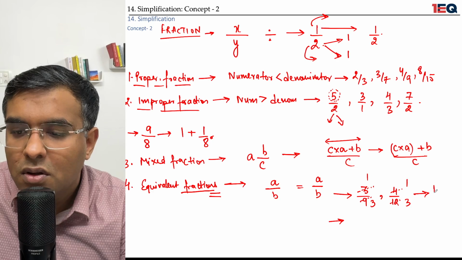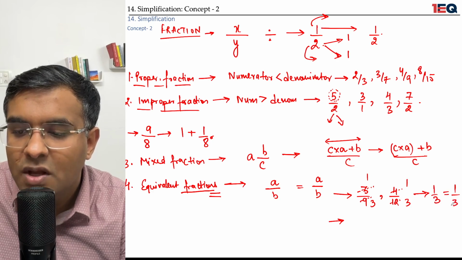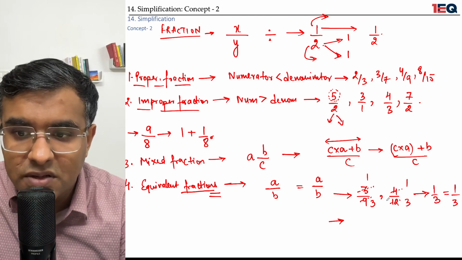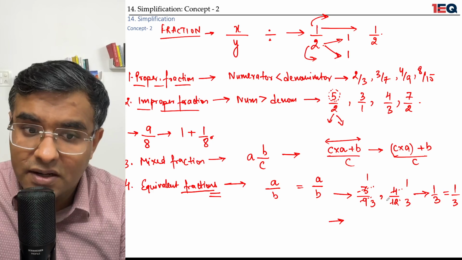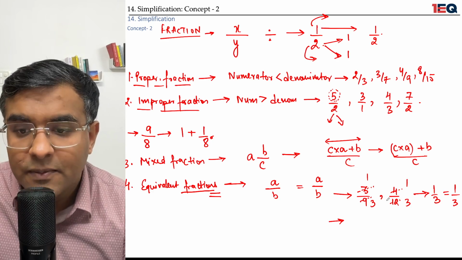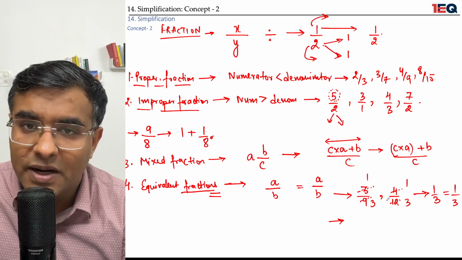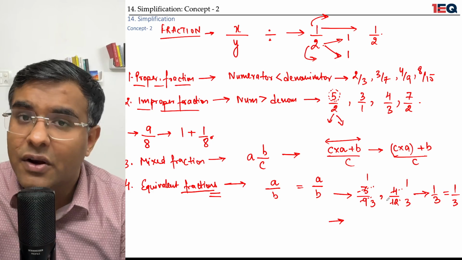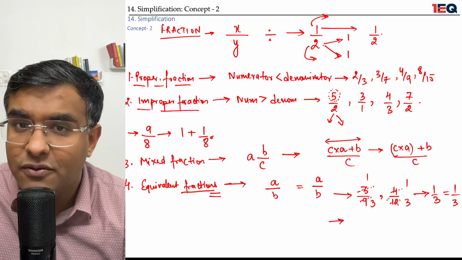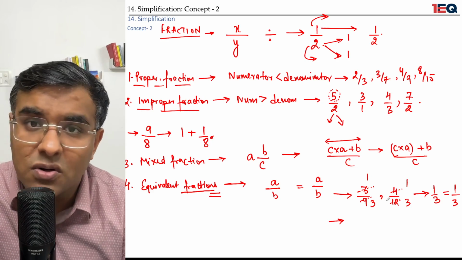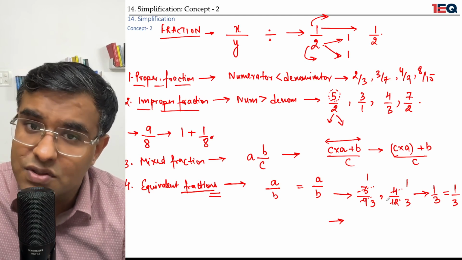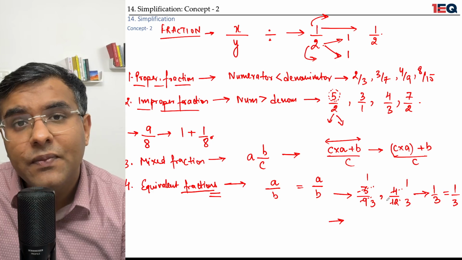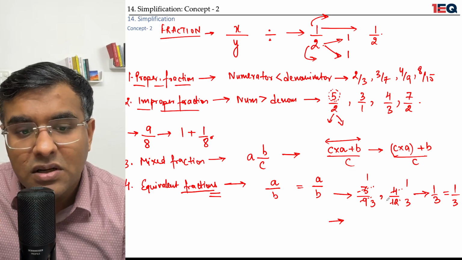Now, I can easily say that 1 by 3 is equal to 1 by 3. So, the first assumption, which I started off by looking at it directly and saying that 3 by 9 is not equal to 4 by 12, means I was wrong. These fractions were not in their most simplified forms. The GCD was not removed from it, the HCF was not removed from it, and it was a higher form.